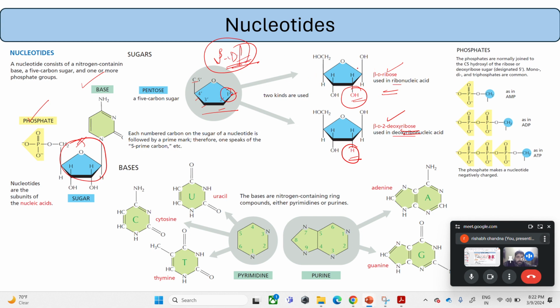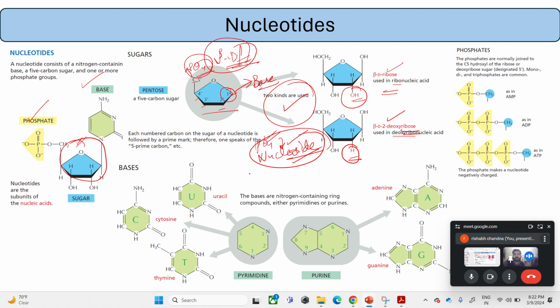Then moving on, the base is attached to the 1' carbon of the sugar, and the phosphate group is attached to the 5' carbon of the sugar. So this is all about the sugar component of the nucleotides. When the base combines with the sugar, it forms the nucleoside. So first, the base combines with the sugar, which is called a nucleoside, and when the phosphate is combined to this nucleoside, this forms the nucleotide.